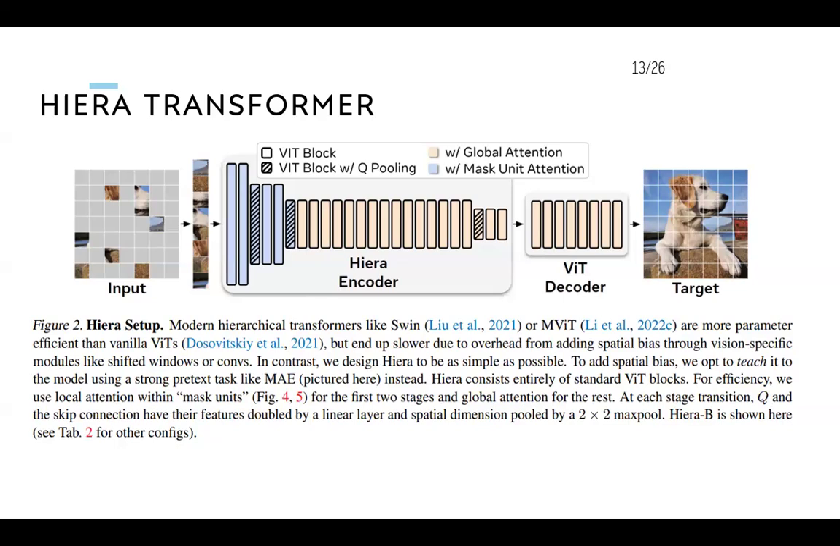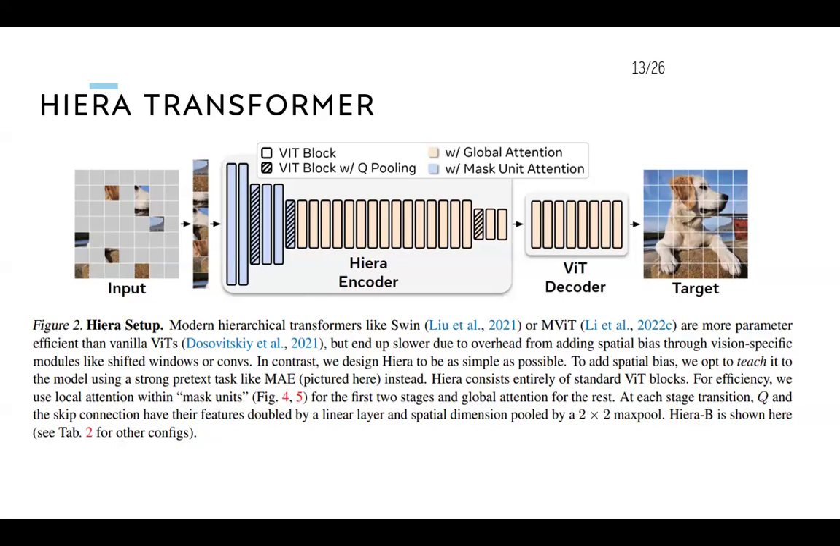So Hiera consists entirely of standard ViT blocks. For efficiency, they use local attention within mask units for the first two stages and global attention for the rest. I'll get into that in a second as well. But just realize that Hiera is essentially the stripped back version. All it uses is a normal vision transformer with masked autoencoding. Yet it's still able to retain all of its accuracy and still prove to be a very useful transformer.